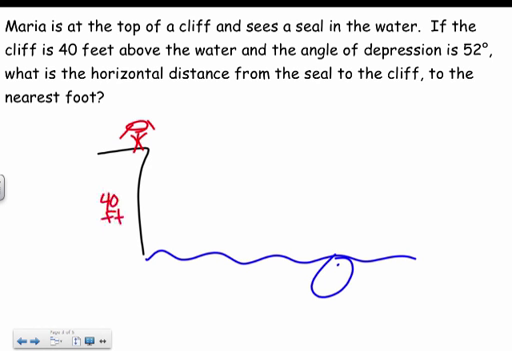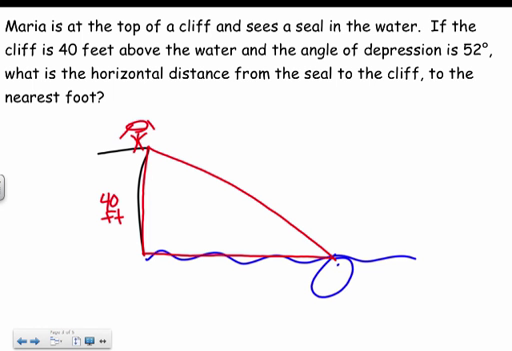So here's the tough part. This is what I see a lot of people do. They'll see angle of depression is 52 degrees. So they'll do this. They'll be like, oh, well, I'll just draw my right triangle right here. And what they want to do is they want to put 52 degrees right here. That is incorrect. Do not do that.